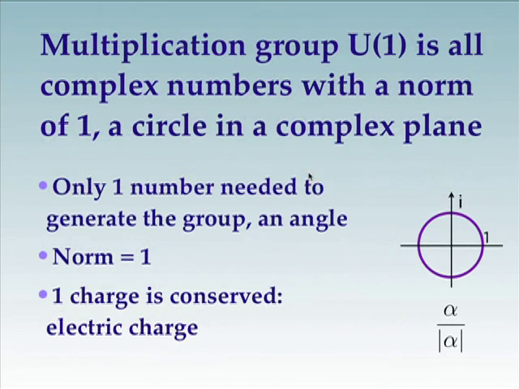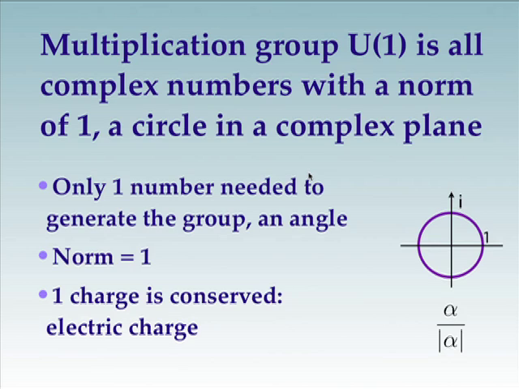Okay. So let me show you what the U1 group is all about. It's basically complex numbers with a norm of 1. And so if you just draw a circle in the complex plane, you got it. That's got a nice simple visual. Okay? It's got a norm equal to 1. And this is about electric charge conservation. If that was a complex-valued function, you divide by its norm, and that's always going to be on that unit circle.